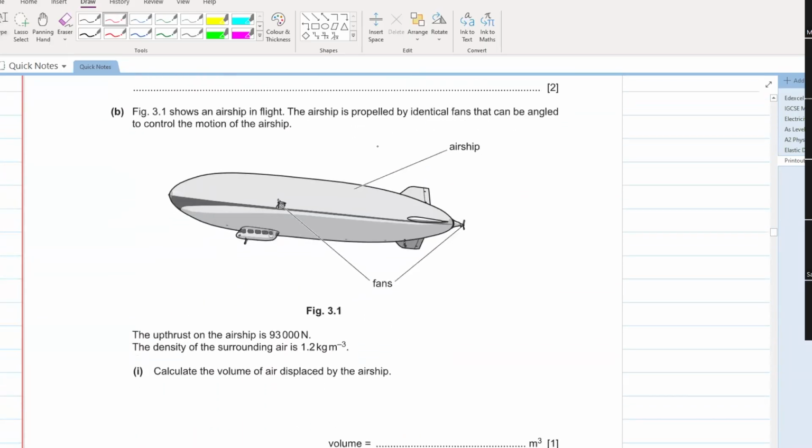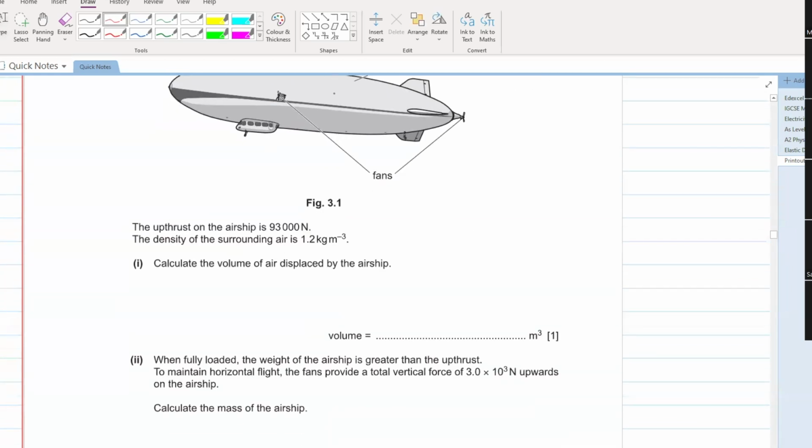Figure 3.1 shows an airship in flight. The airship is propelled by identical fans that can be angled to control the motion of the airship. The upthrust of the airship is 93,000 Newton. The density of the air surrounding is given. Calculate the volume of the air displaced by the airship.